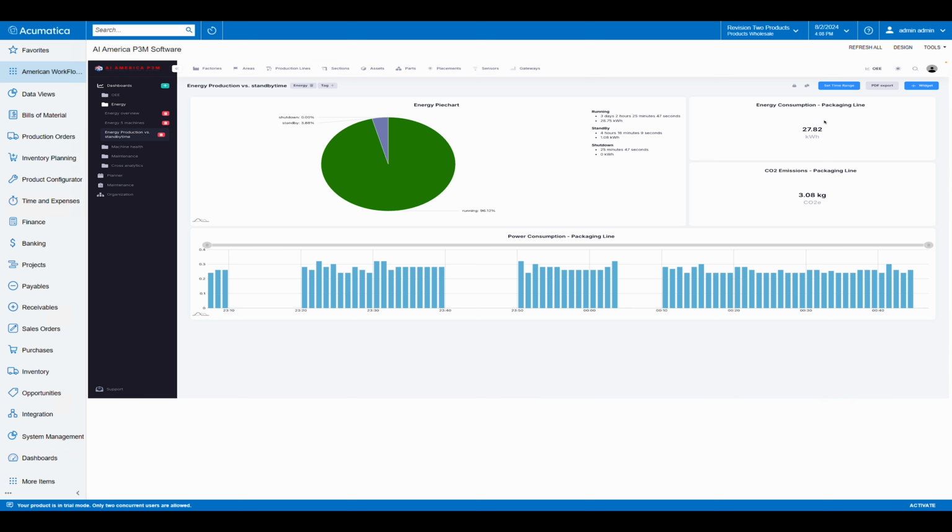On the right, we can see the total energy consumption in the packaging line in here. And below that, we can see the total CO2 emission in the packaging line as well. This is the amount. And again, below that, we have the graph of the packaging line for the power consumption.